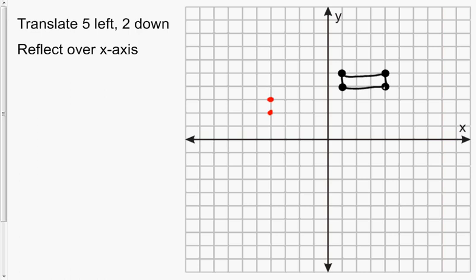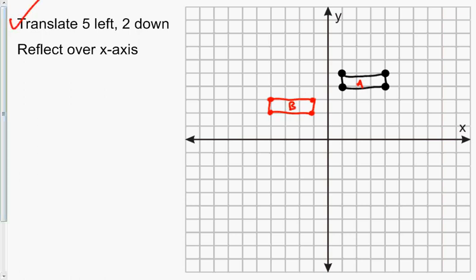I'm going to do the same thing with the other points. 1, 2, 3, 4, 5, 2 down. Make that right here. And then the other one is actually right above there. 5 to the left and 2 down. So here's my second shape. So here's what we started with. Here's shape B. And then we have to do one more thing.